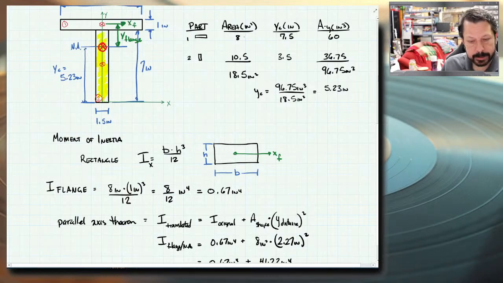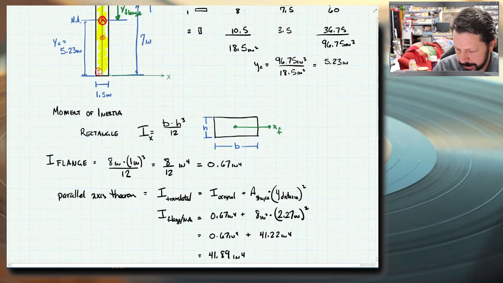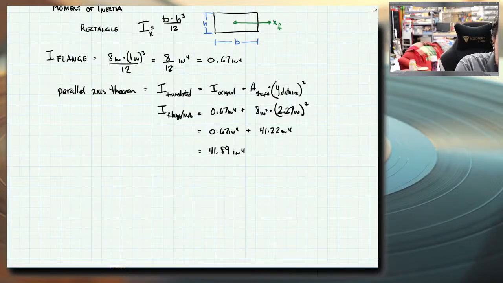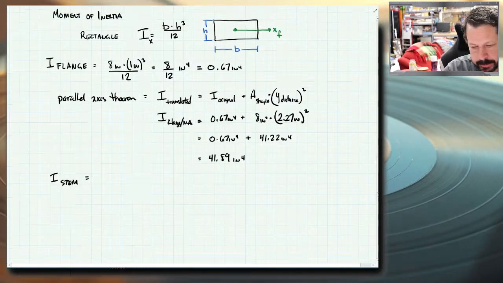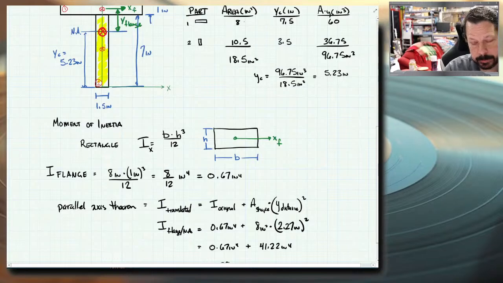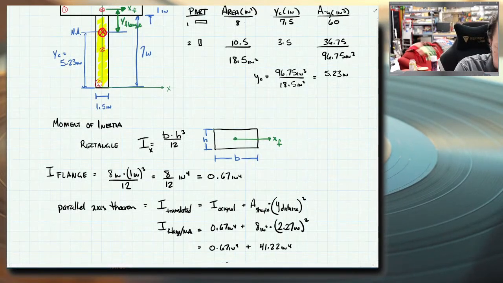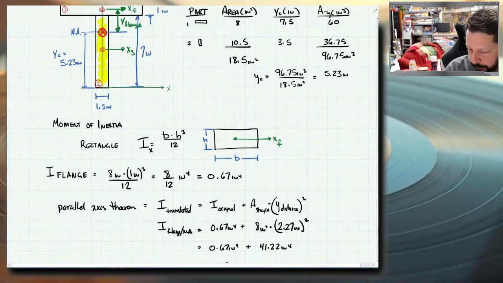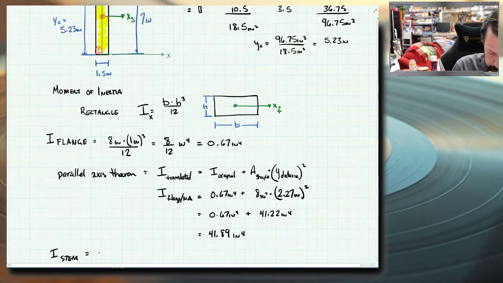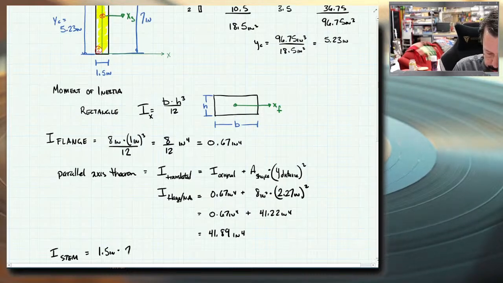So it's also a rectangle. So we can do the same exact process. The I of the stem equals the base. Now it has a much narrower base. Remember, the base is parallel to the x-axis. So this one we're doing is right here, x of the stem. So we want the 1.5 value, 1.5 inches for the base. The height of it is 7 inches. We want to cube that number.